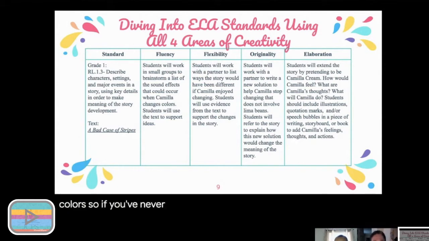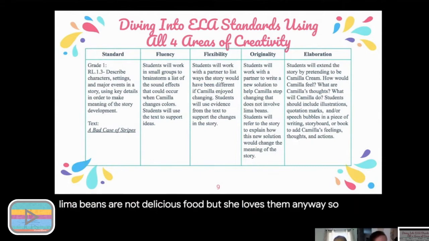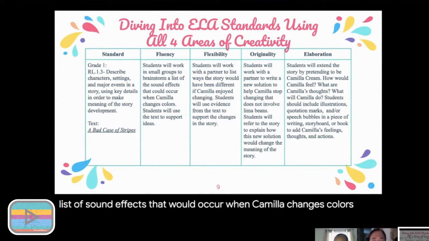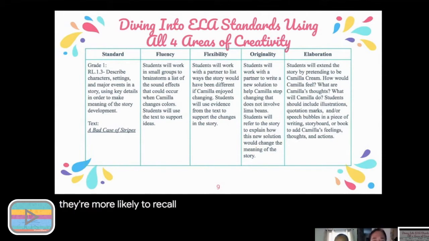So if you've never heard the story before, it's about a character named Camilla Cream, and she loves lima beans so much, but she's so worried about how people are going to think of her because lima beans are not delicious food, but she loves them anyway. So she goes through a series of changes where she becomes the colors around her environment and the things that are being said around her environment. So if students are able to quickly brainstorm a list of sound effects that would occur when Camilla changes colors, then they're more likely to recall all of those events that have happened in the story as she changed.